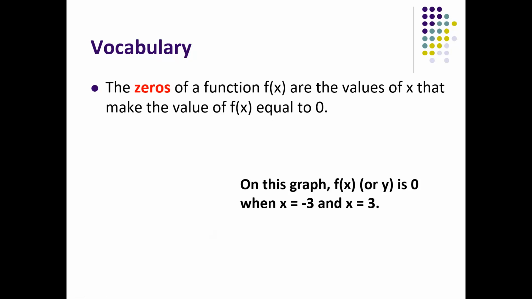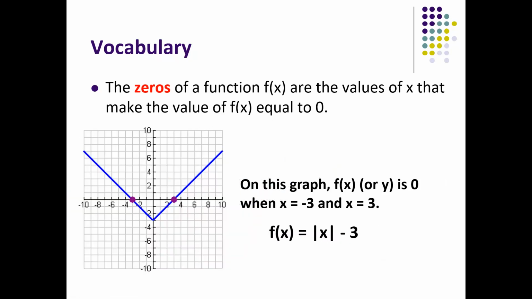Another vocab term we're going to look at. The zeros of a function f of x are the values of x that make the value of f of x equal to 0. So on this graph, f of x or y is 0 when x is negative 3 and x is positive 3. Here they are highlighted with the dots. So f of x is equal to the absolute value of x minus 3.